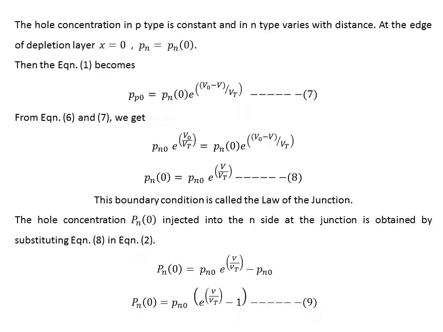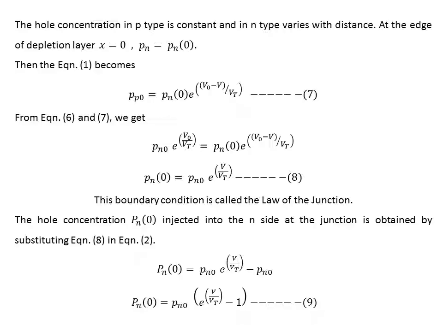The hole concentration in P type is constant and in N type varies with the distance x. At the edge of the depletion layer, that is at x equals 0, Pn equals Pn of 0. Then equation 1 becomes Pp0 equals Pn of 0 into e power V0 minus V by Vt.